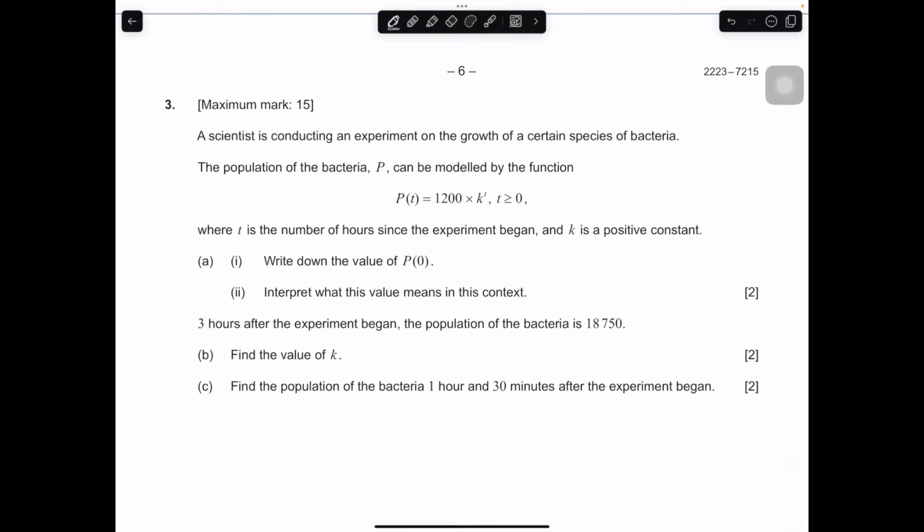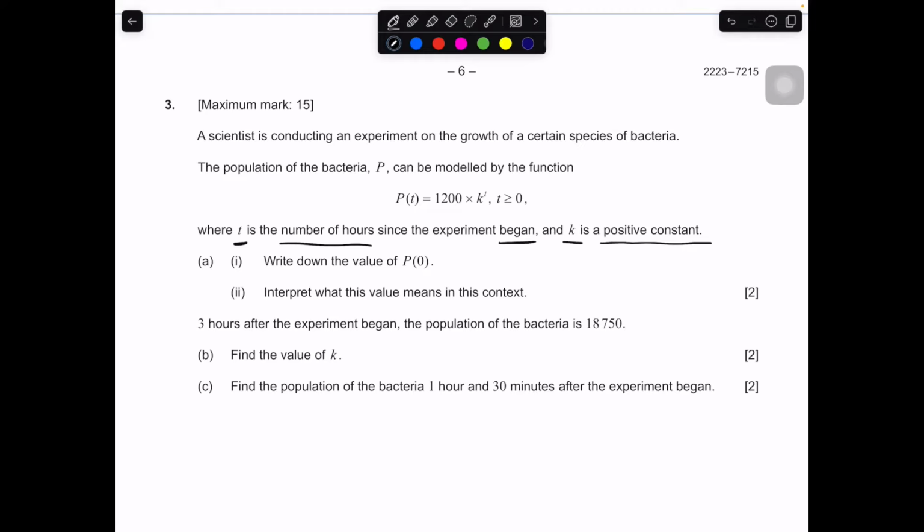All right, let's go on to question 3. 15-mark question. A scientist is conducting an experiment on the growth of a certain species of bacteria. The population of bacteria P can be modeled by the function, so population as a function of time is equal to 12,000 times k to the power of t, where t is greater than or equal to 0. That means that time is only starting at 0 and greater. Can't go negative. t is the number of hours since the experiment began. And k is some positive constant.